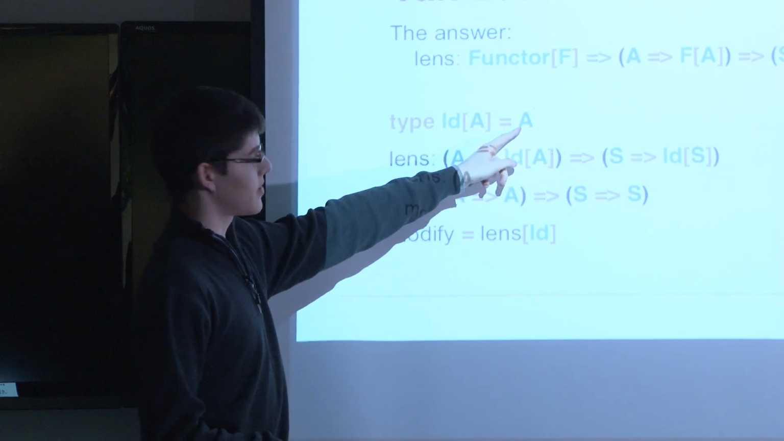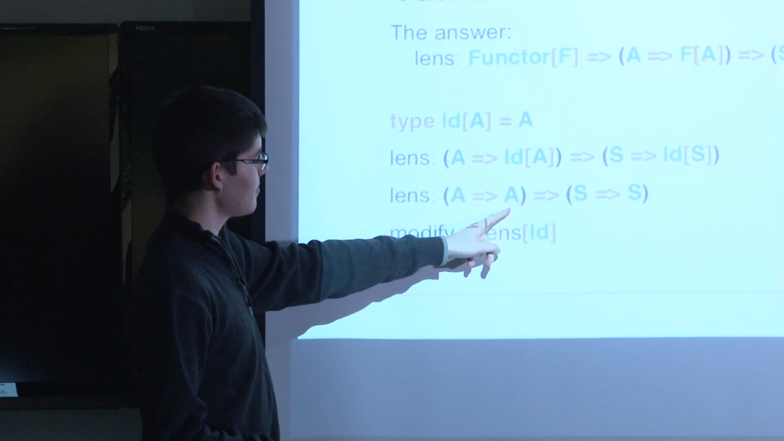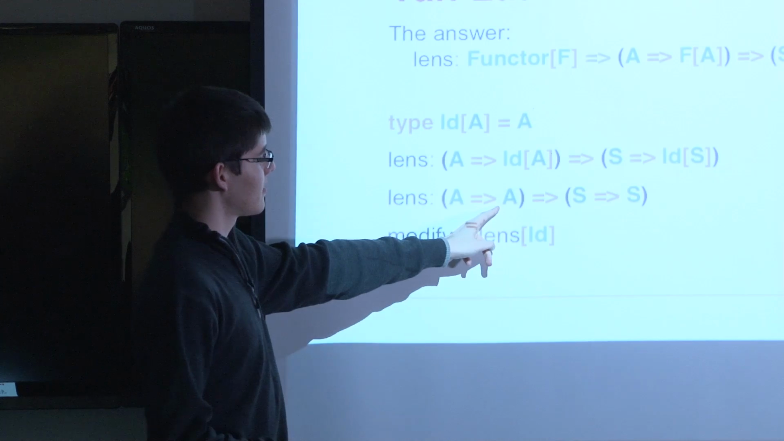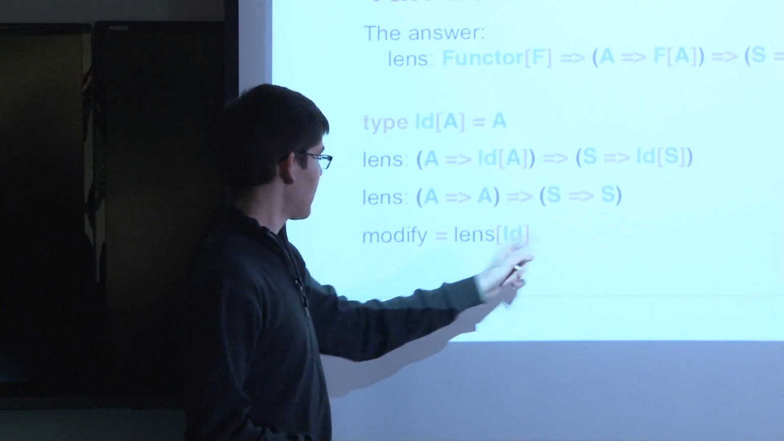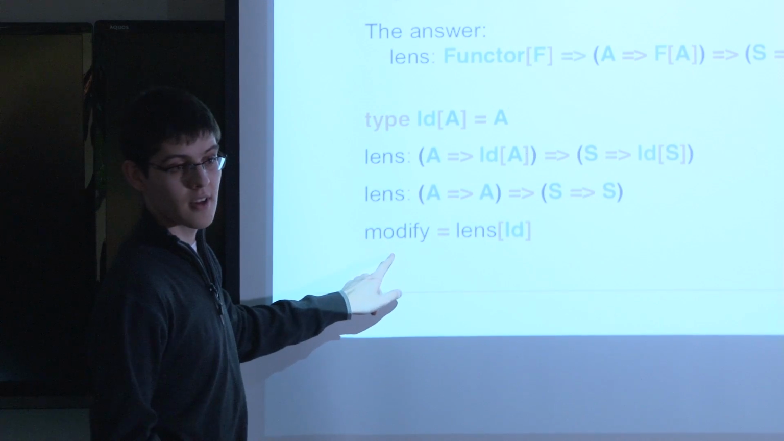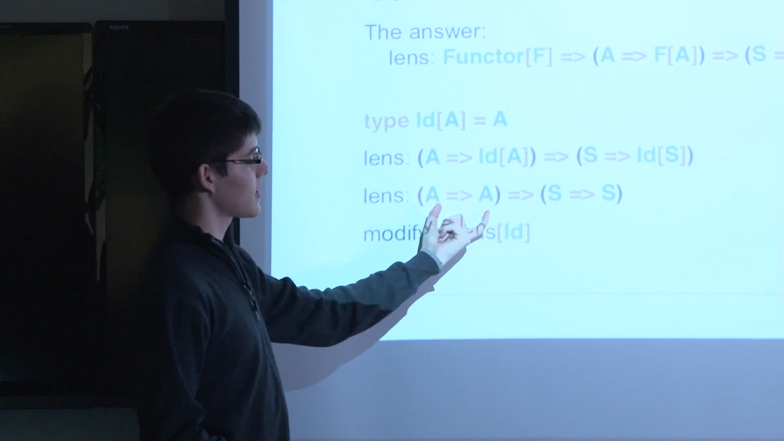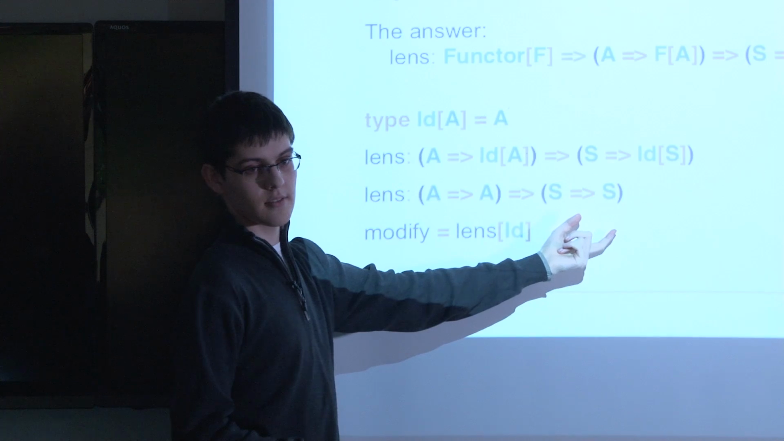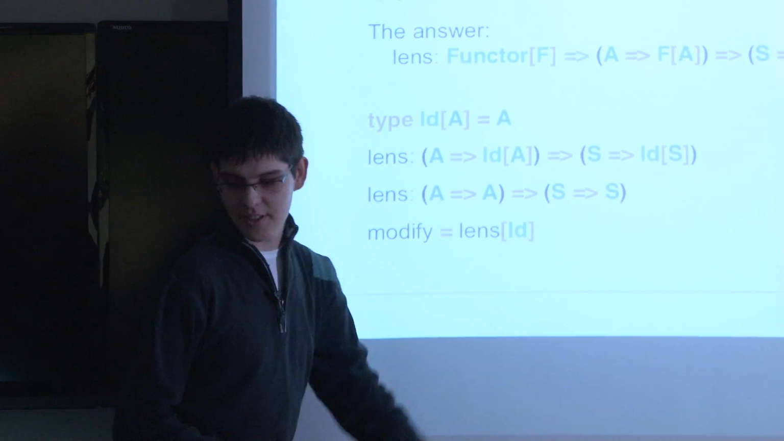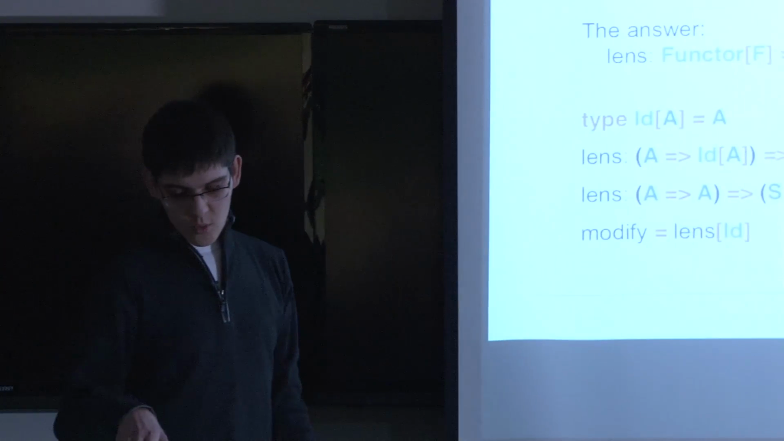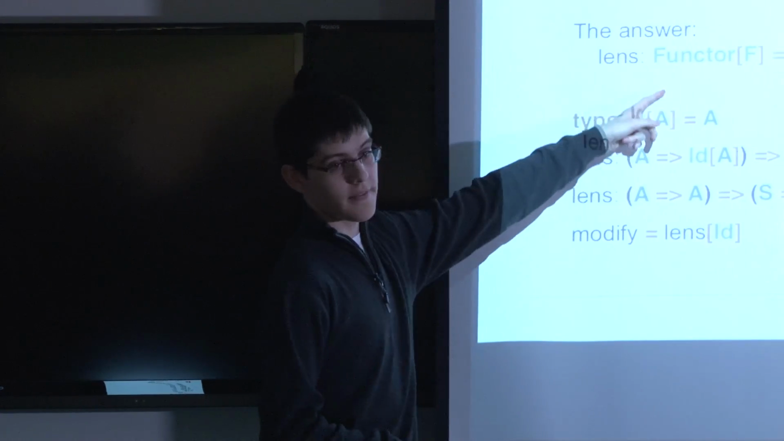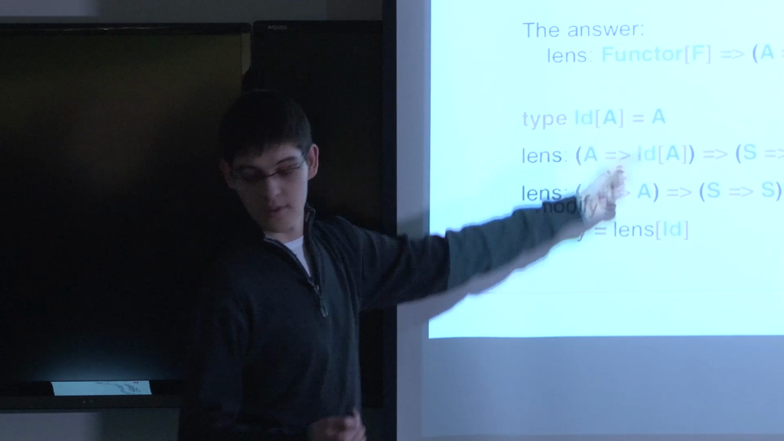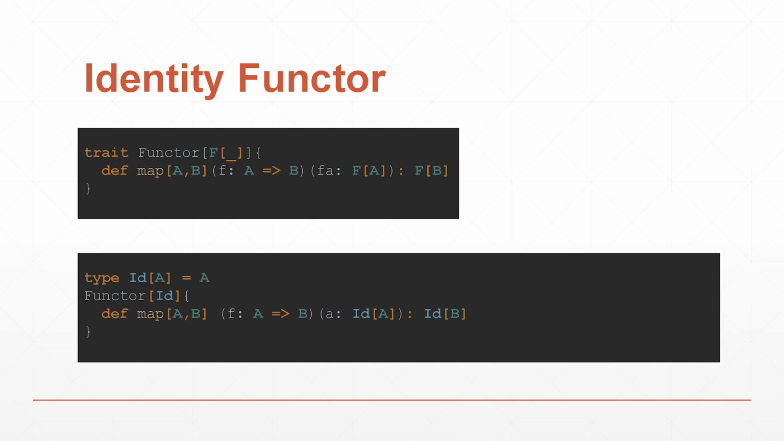We'll substitute the value of the type synonym. It's a to a. Given a function a to a and an s, we get back an s. And that's just the signature of modify, right? We can change the value inside and it changes the s, right? So what we need to show that is that identity has a functor, as we showed before, all right?